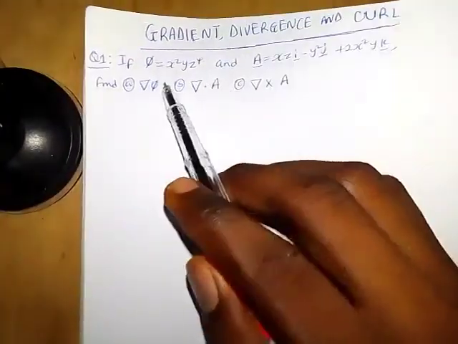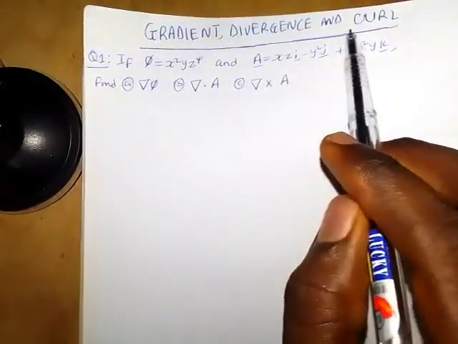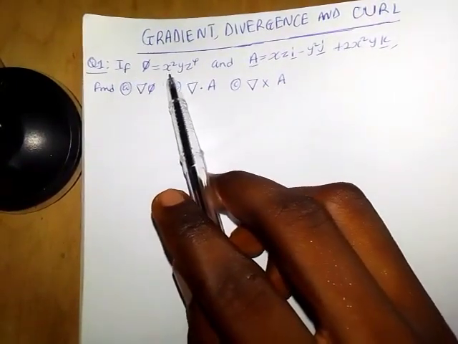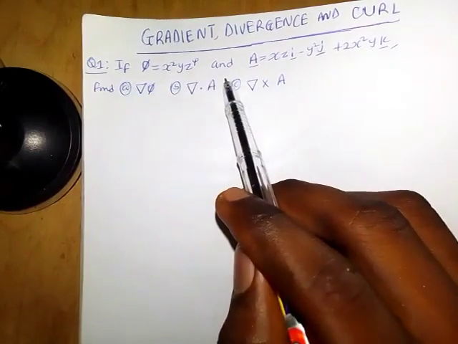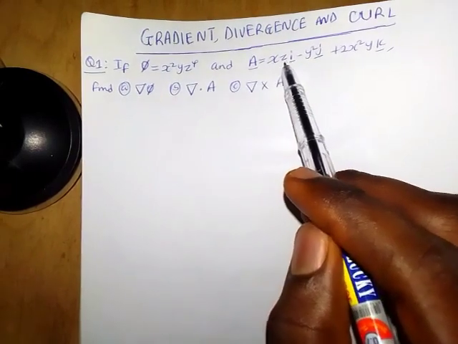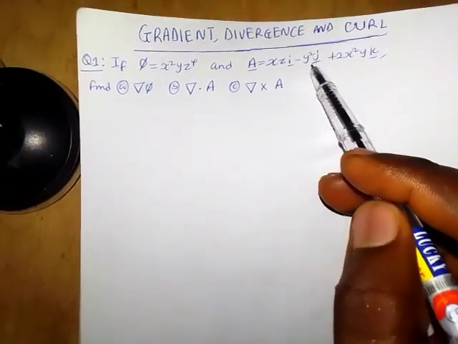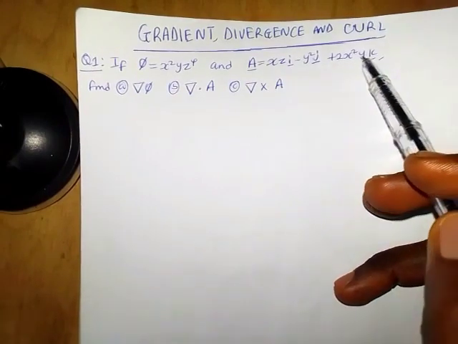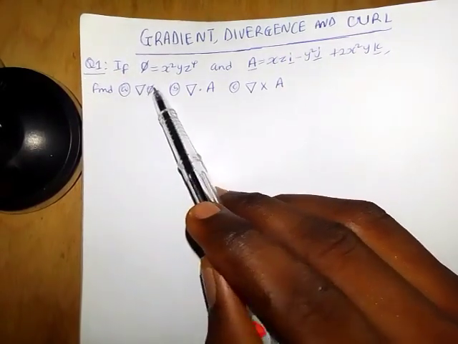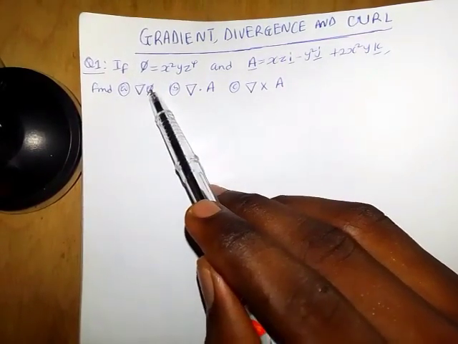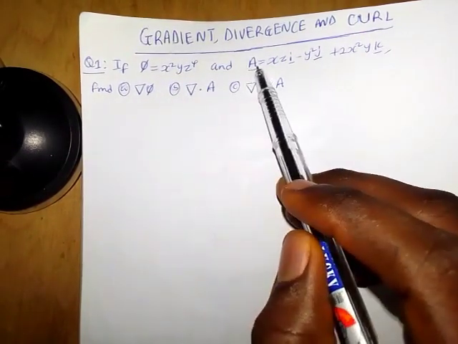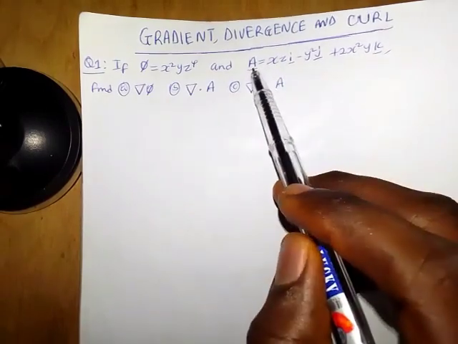In this video, we're going to look at gradients, divergence, and curl. So the question says if phi equals x squared y z raised to power 4, and we also have a vector function A equals xz i minus y squared j plus 2x squared y k, find the gradient. This is the gradient function, so we are going to find the grad of phi, the gradient of phi, and we are going to find the divergence of A and the curl of A, which are vectors.